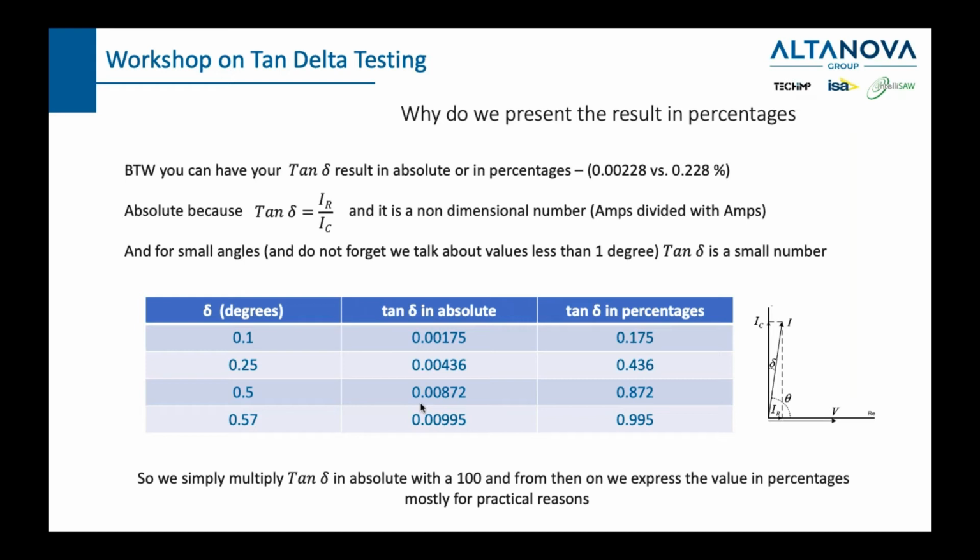So that is the answer to the question, why are we expressing tan delta in percentages? It is to make an easier explanation. It is to make an easier distinction. It is to make it basically easier to communicate this information amongst ourselves. You can choose in our test sets whether you want to have an absolute value or a percentage with tan delta, and the only difference is multiplication with 100.